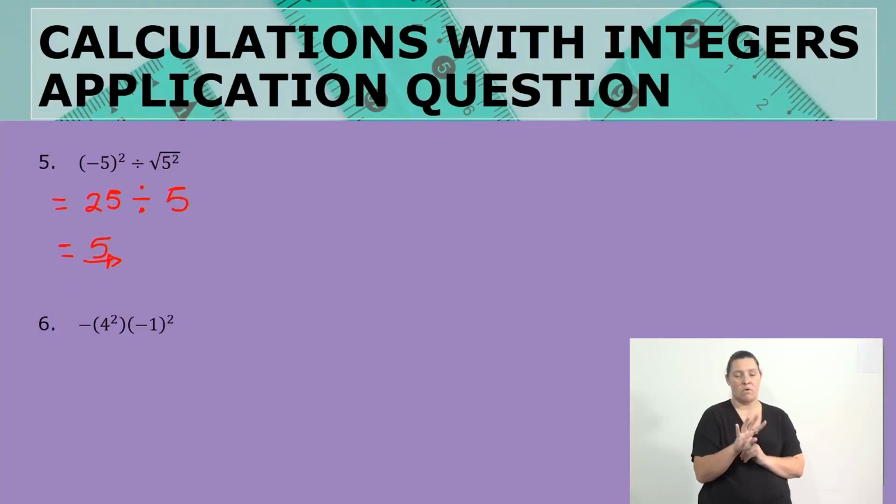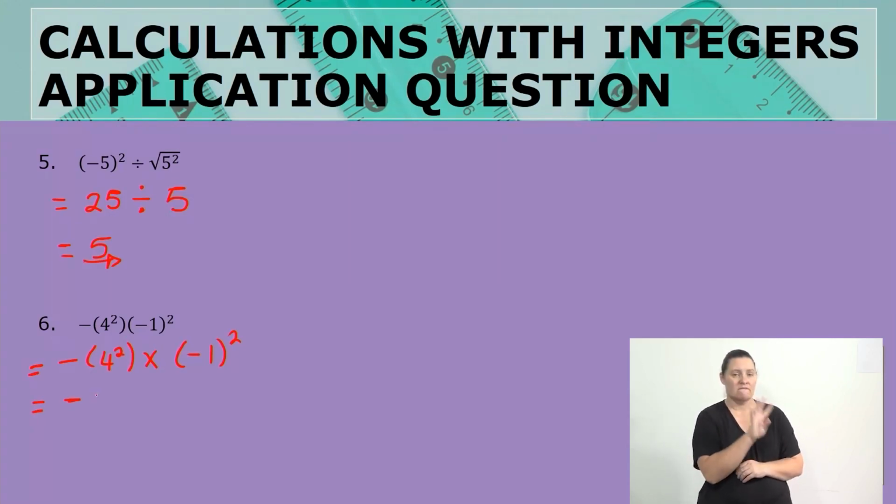Now I have negative 4 squared multiplied by negative 1, in brackets, squared. Look at these two integers. So the first one, the negative, is outside of the brackets. This means that it will not be squared. But with the second integer there, our negative is inside the bracket. This means that it will be squared. So this is a negative 4 squared multiplied by a negative 1 squared. So this negative is not going to be squared.